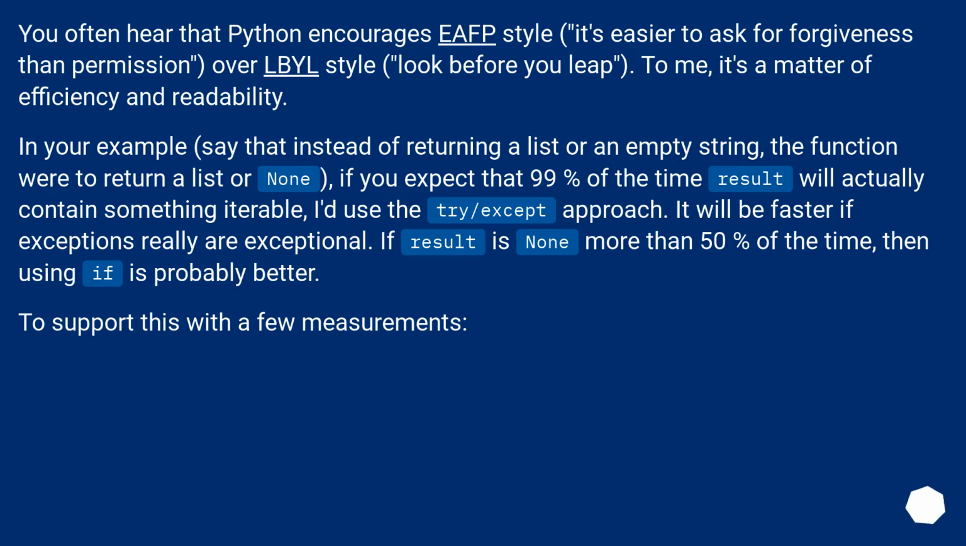You often hear that Python encourages EAFP style: it's easier to ask for forgiveness than permission. Versus LBYL style: look before you leap. To me, it's a matter of efficiency and readability.